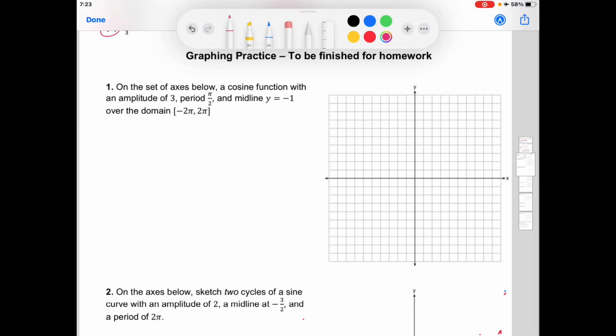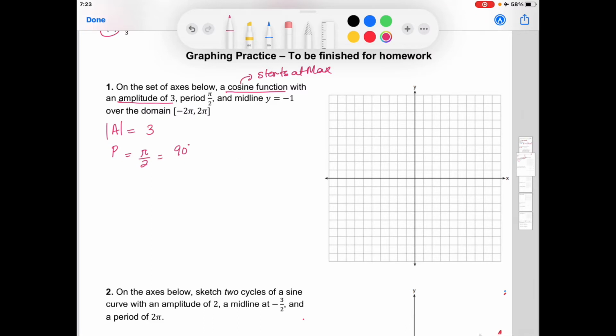So here it's asking us to graph a cosine function. The first thing I'm going to do is note that a cosine function starts at max. With an amplitude of 3, I know my amplitude is the absolute value of 3. My period is pi over 2. I'm going to convert it into degrees, which is 90 degrees. Substitute pi with 180. 180 divided by 2 is 90.